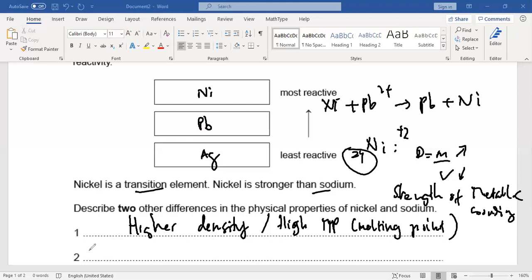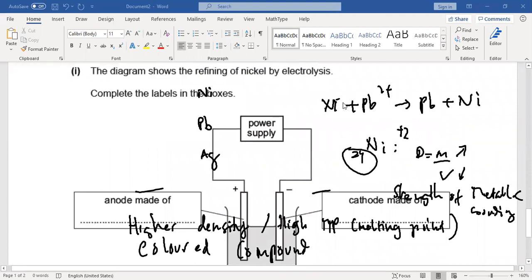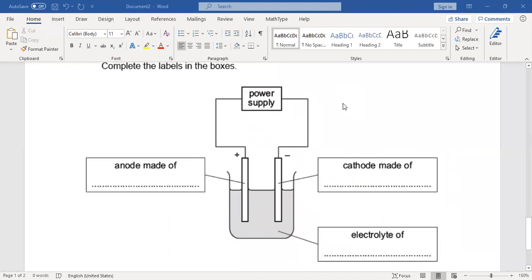This one also has a color. This is actually a colored compound, and this will always be the main characteristic. When you look at this, you can see that we have a setup, a setup of electrolysis.